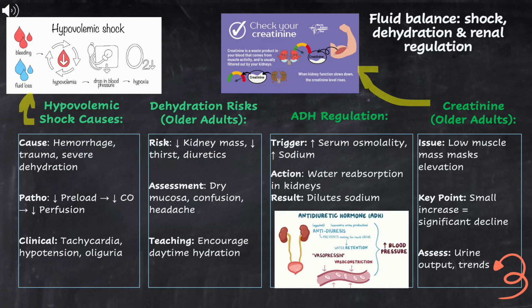Clinically, patients present with tachycardia, hypotension, and oliguria. Early recognition is critical to prevent organ failure. Next, dehydration risks in older adults. Older adults are at increased risk due to decreased kidney mass, reduced thirst sensation, and frequent use of diuretics.